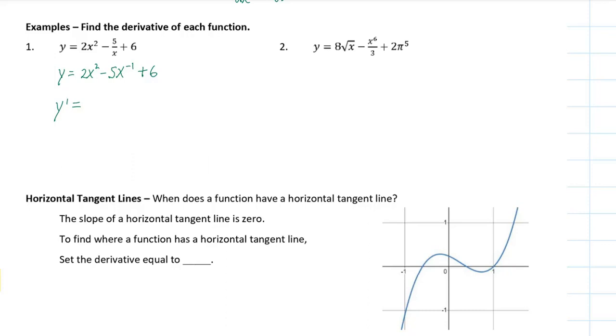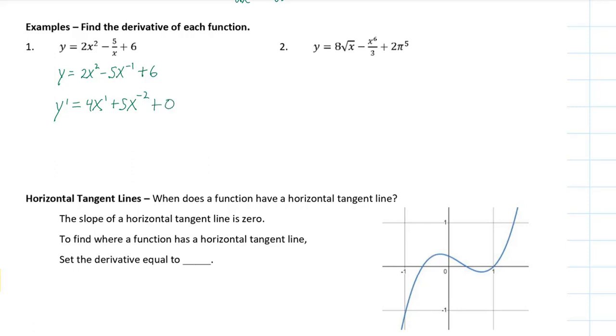bring the 2 from the exponent down in front, multiply it by the 2 in front. That's 4x. Subtract 1 from the exponent. I just put the 1 there so you can see it. You don't need it there. Do the same thing on the next one. Bring the negative 1 down, multiply it by the negative 5. You get plus 5 times x. Subtract 1 from the exponent. That goes to negative 2. And then the derivative of 6, which is a constant, is 0.